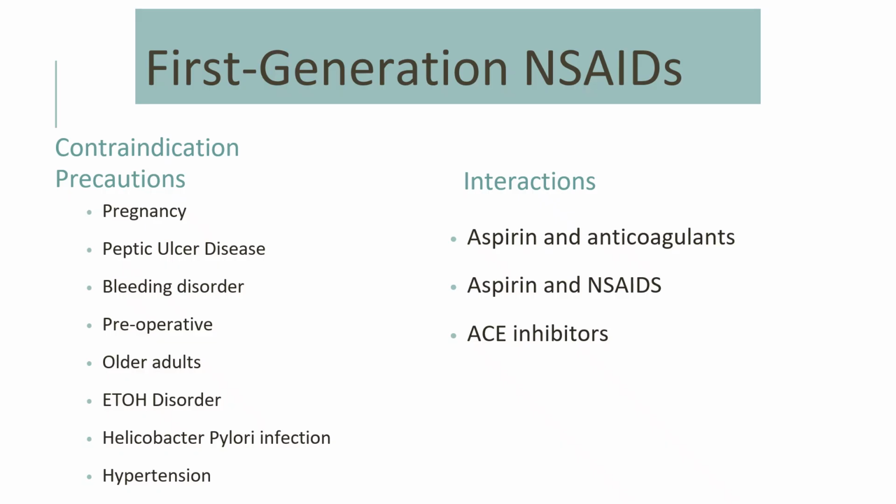Older adults, our kidneys start to slow down a little, and then they retain those meds a little longer, and they aren't excreting them as fast. So we have to worry about toxicity in them. And then there's the alcohol disorder as well.